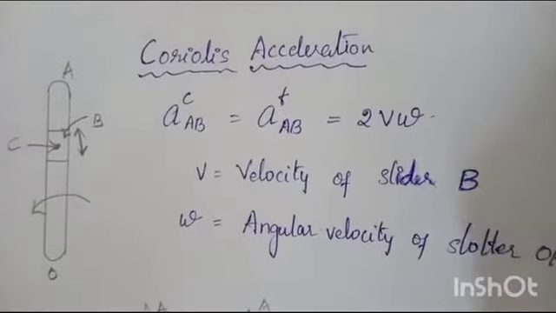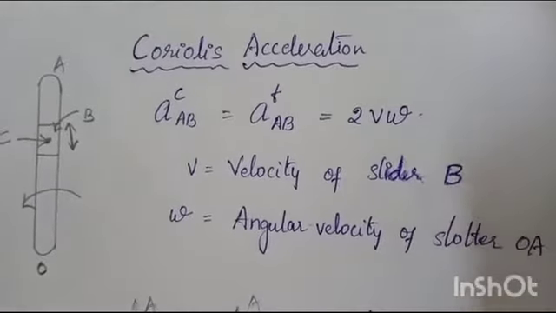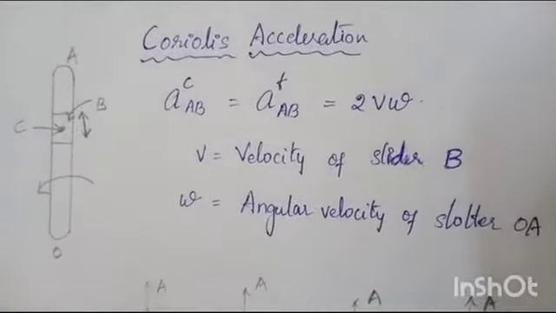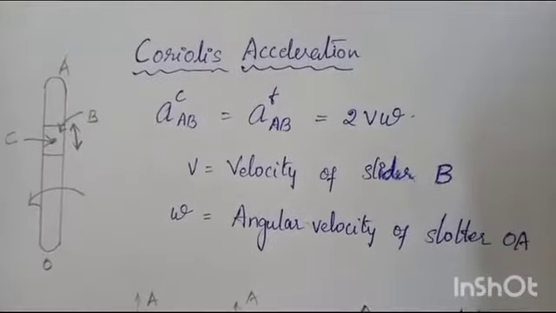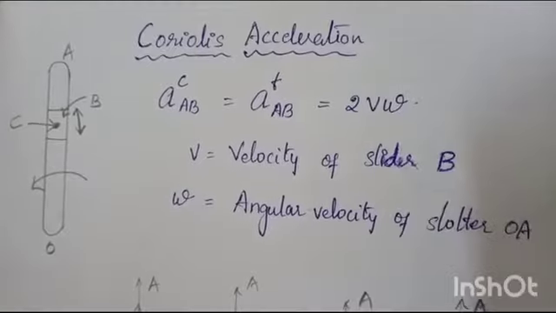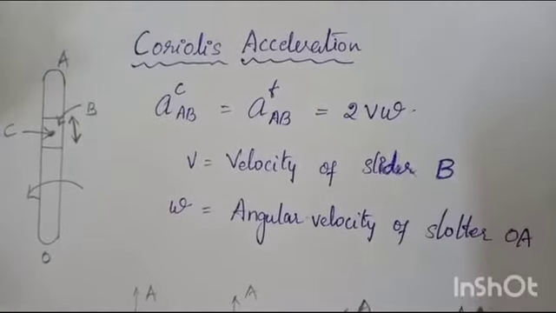Dear students, today I wish to explain about Coriolis acceleration. Usually, the acceleration has two components: radial acceleration and tangential acceleration. In all the problems we have seen till now, a single link has a single motion, that means either rotation or translation. Any one thing will happen. But here it is different.